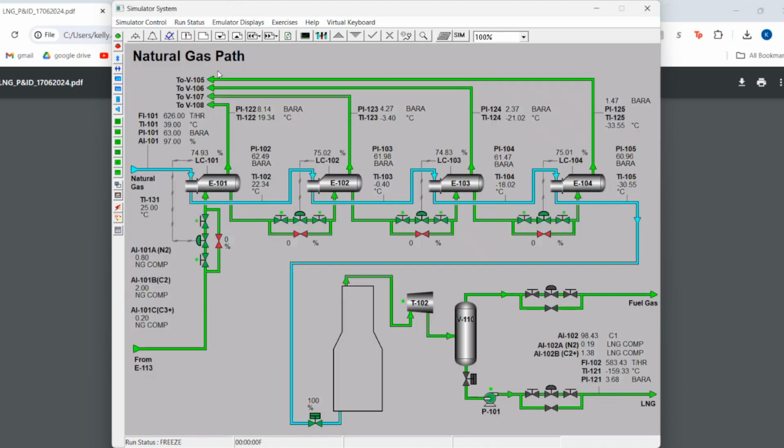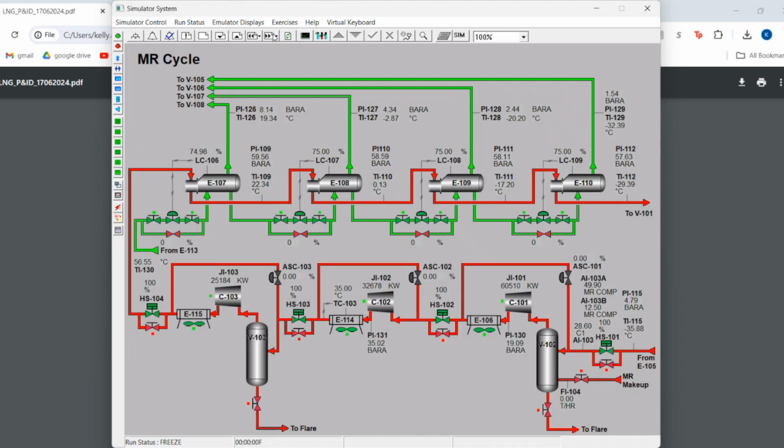This first screen here shows the natural gas path. Dehydrated feed gas is supplied and cooled by 4 pressure levels of propane in E101 through E104 at successively lower pressures and temperatures. The pre-cooled feed gas is liquefied and subcooled in the Main Cryogenic Heat Exchanger. After the LNG leaves the Main Cryogenic Heat Exchanger, it is expanded in turbine T102 and sent into the flash drum V110 and pumped into storage tanks using P101.